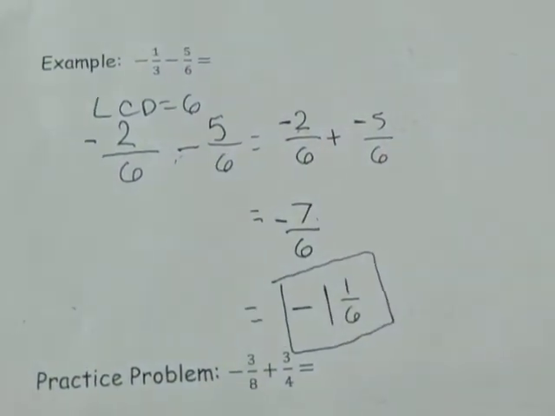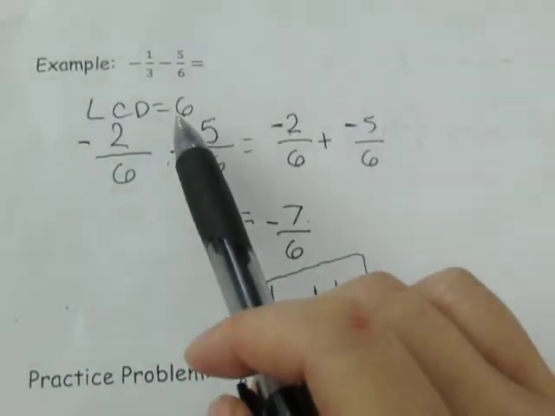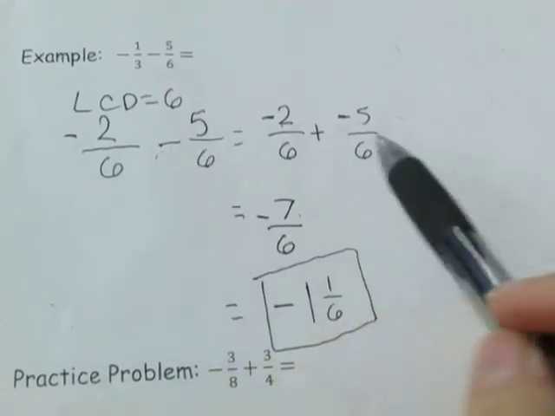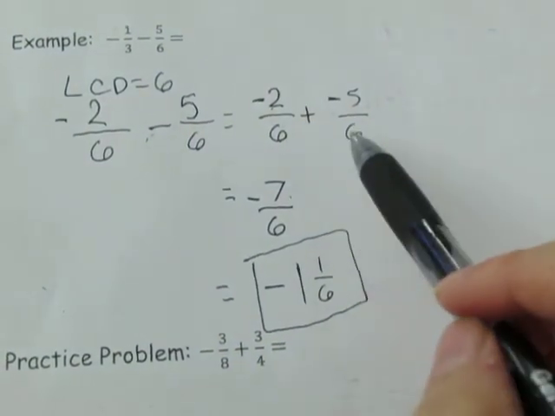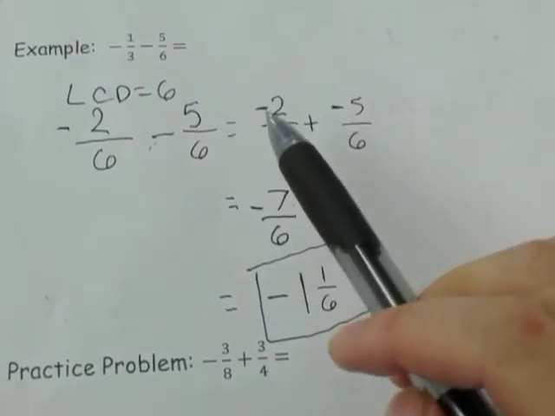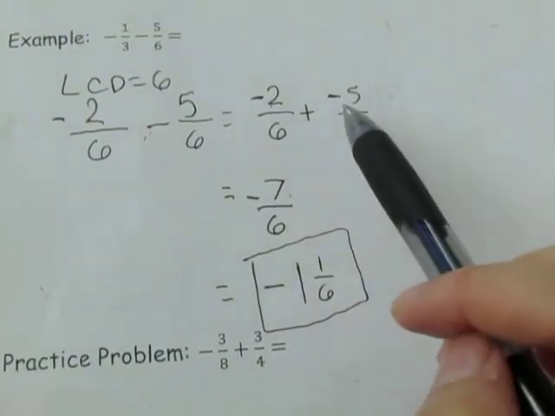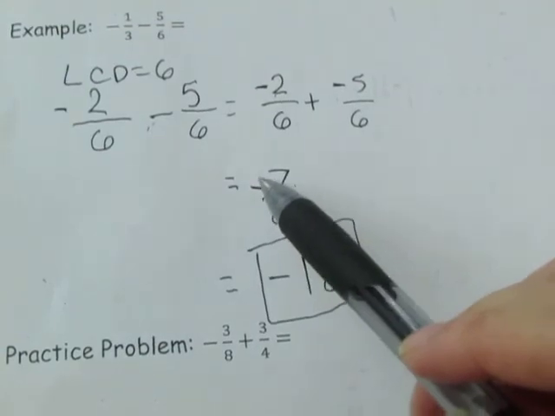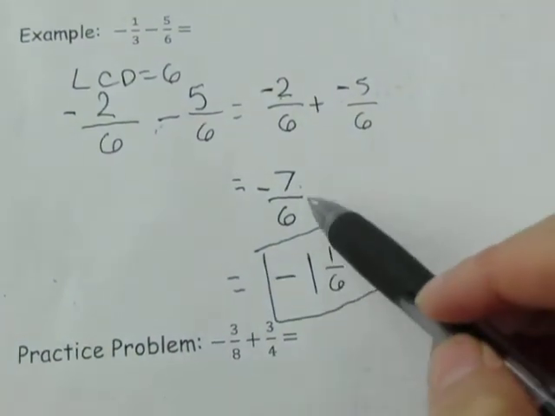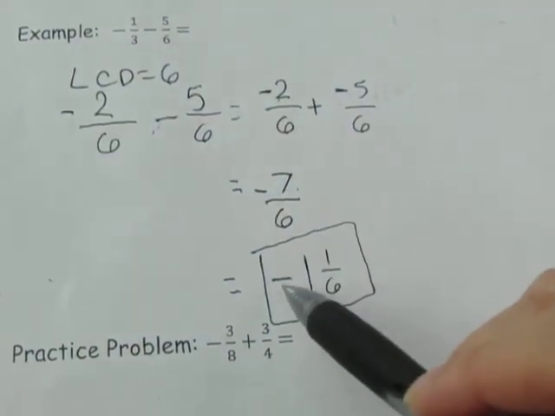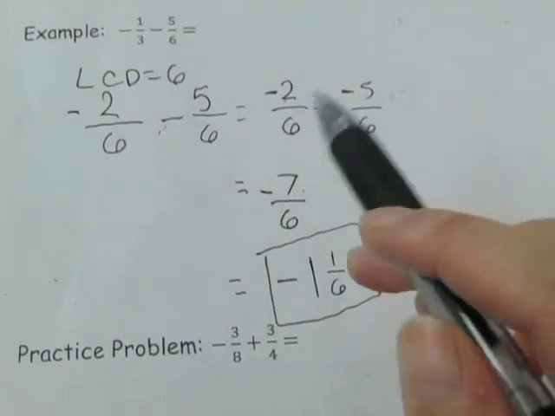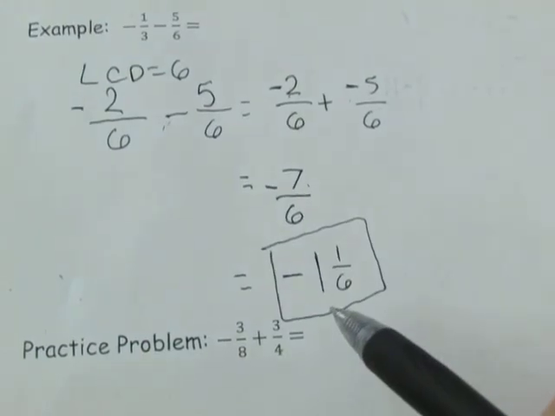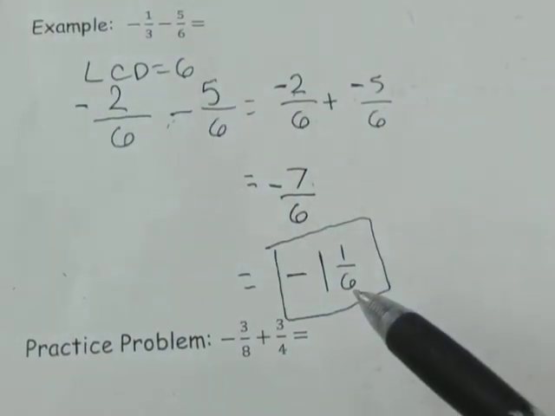So just to review, first I found my LCD, rewrote my fractions, rewrote the subtraction problem so it's an addition problem. Then I did my rules. Since they both have the same sign, I'm going to add and keep the sign. So I added 2 plus 5 and I kept the sign, so it's negative 7 over 6. From here, I know that my final answer is going to be negative, so I just have to then rewrite my fraction part as a mixed number. When I do that, I get 1 and 1/6, so it's negative 1 and 1/6.